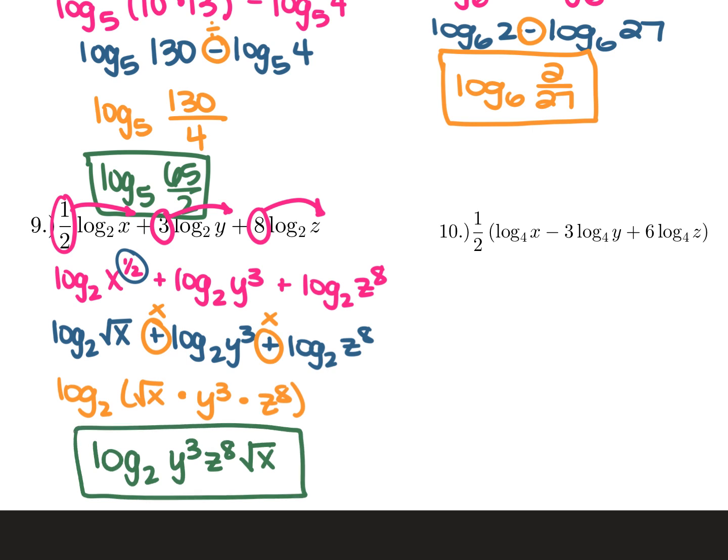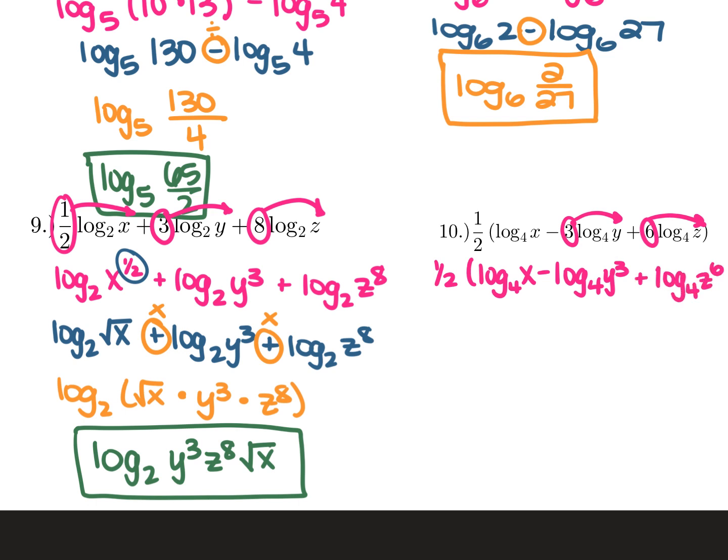For number 10, you have 1/2 times log 4 of x minus 3 log 4 of y plus 6 log 4 of z. You're going to first simplify those numbers in front and make them powers on the y and the z. So that 3 becomes the power on y, the 6 becomes the power on z. So it's going to give you 1/2 times log 4 of x minus log 4 of y cubed plus log 4 of z to the 6th power.